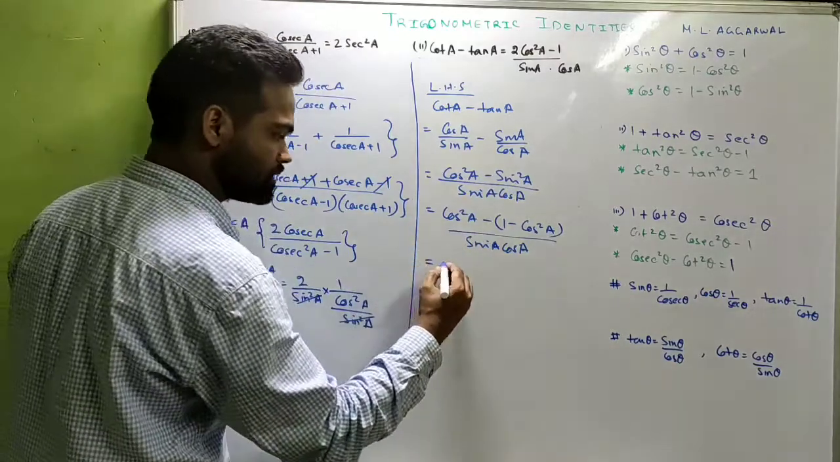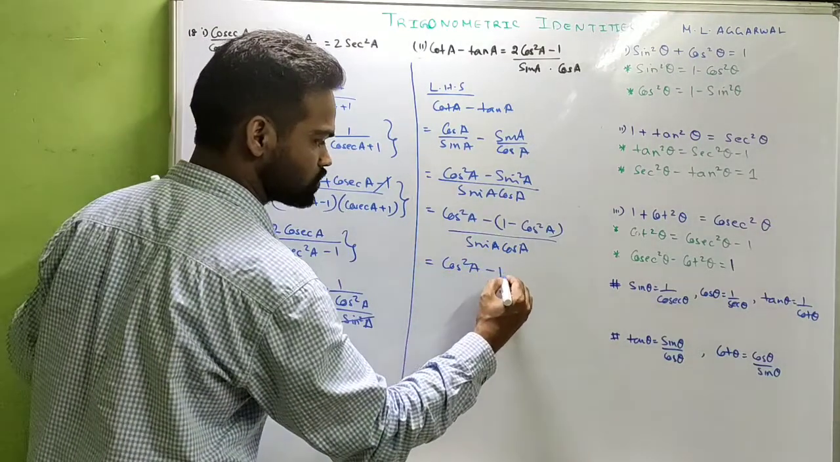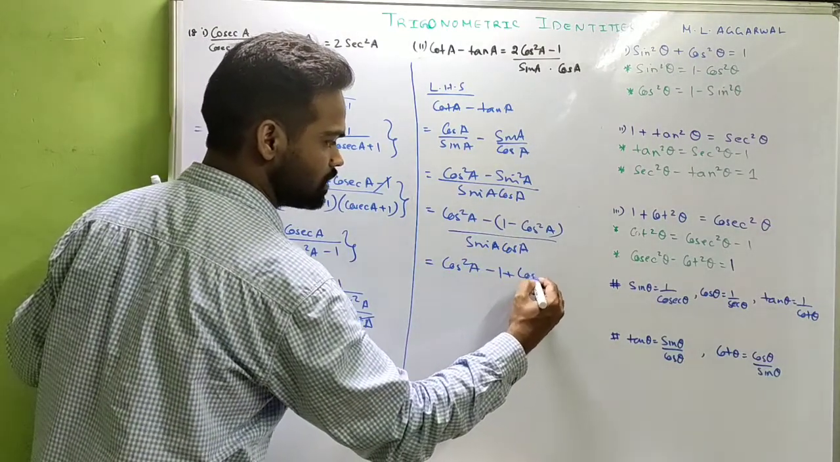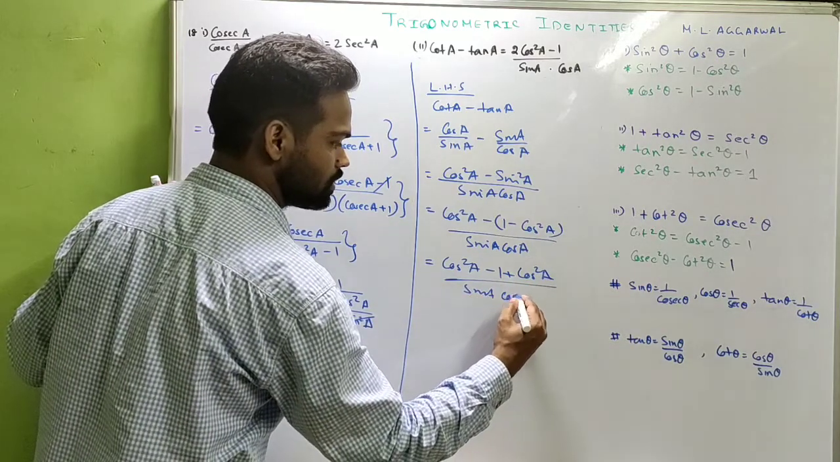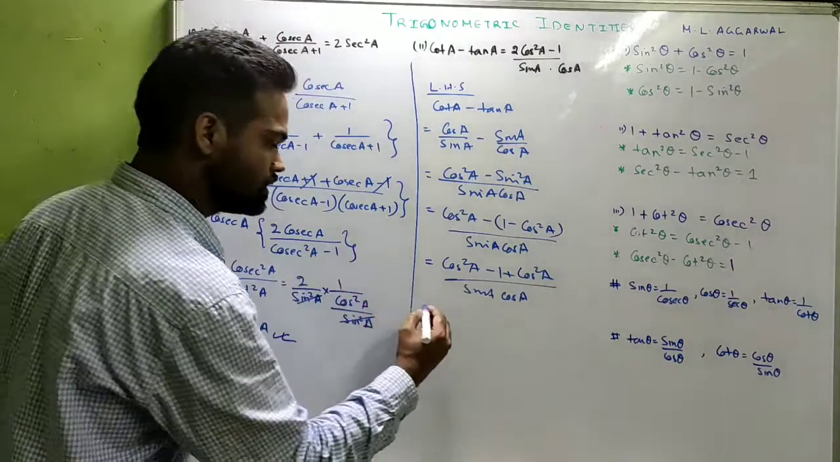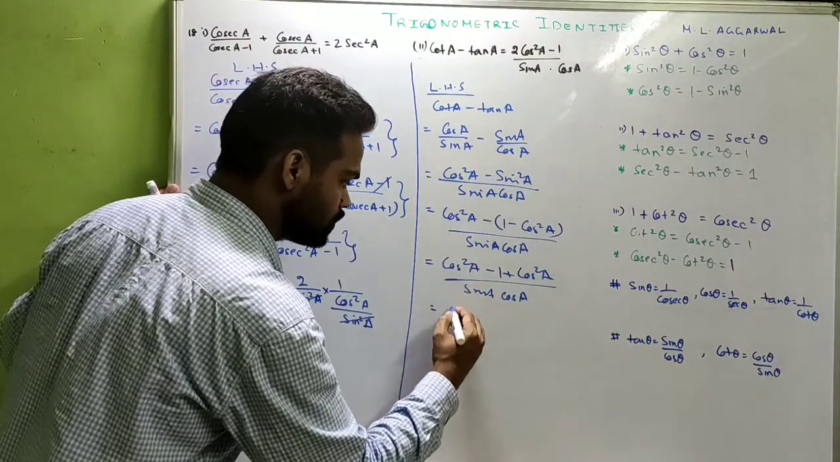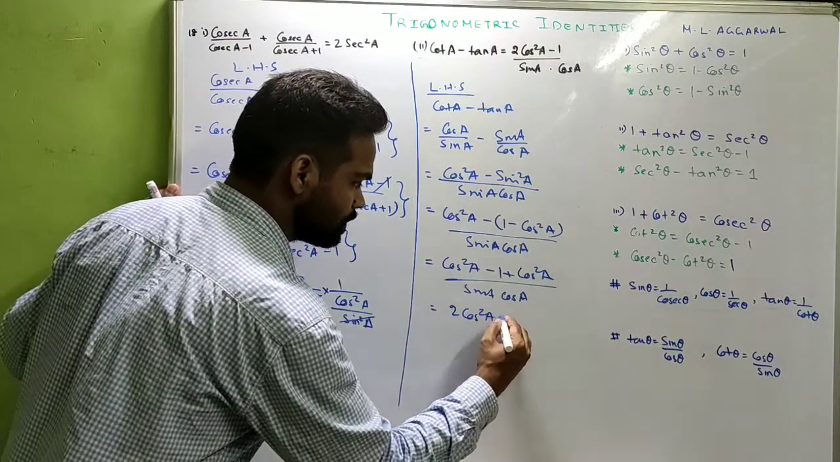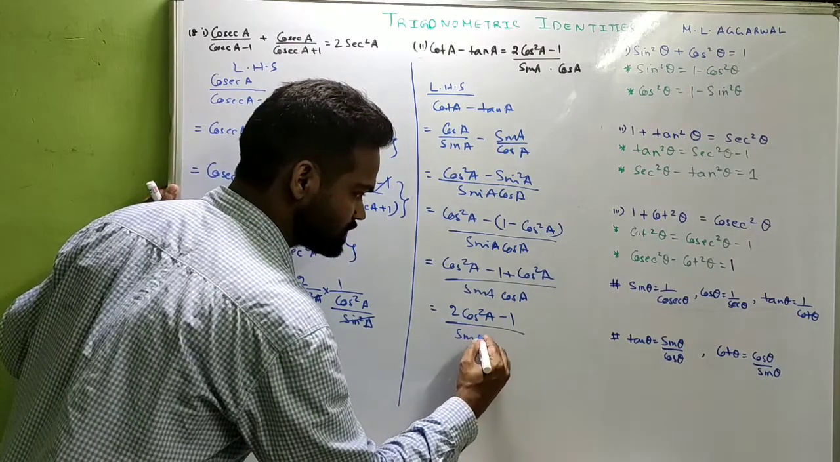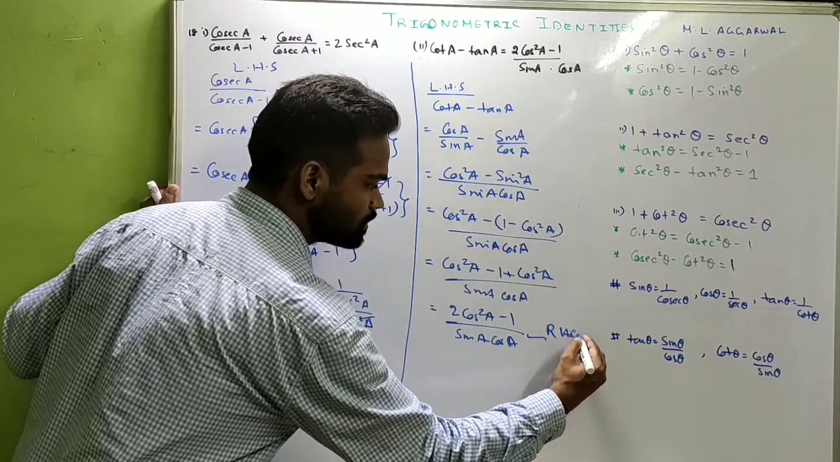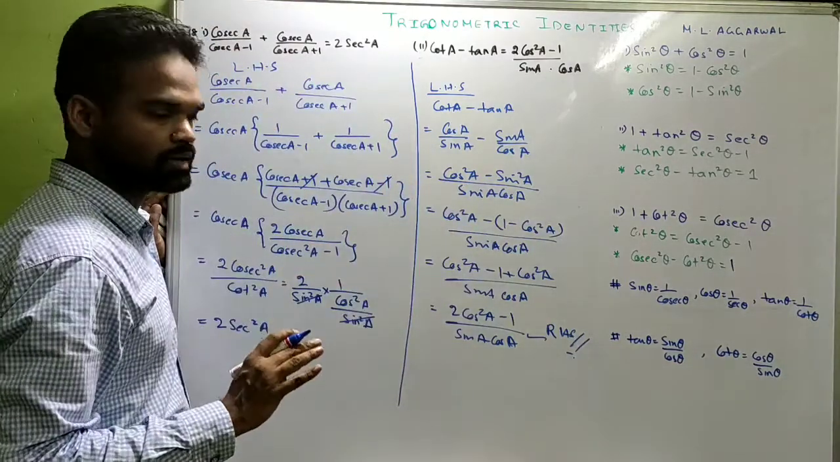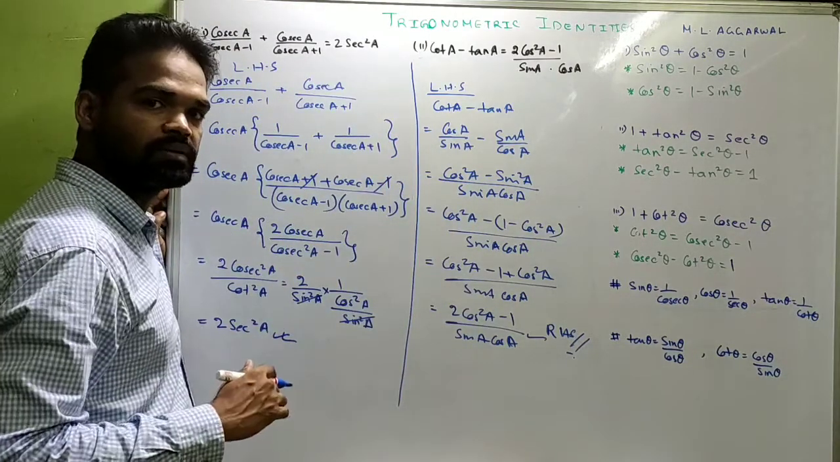Now just open the bracket, so this becomes cos square A minus 1 plus cos square A by sine A cos A, isn't it? So this becomes 2 cos square A minus 1 by sine A cos A. Done. This is your RHS. Clear? Now let us look at the next sum.